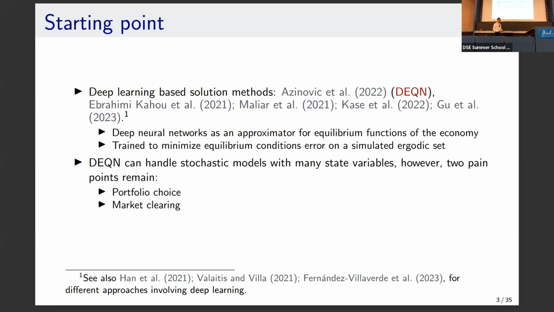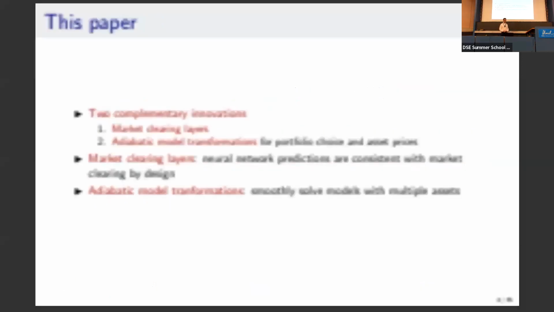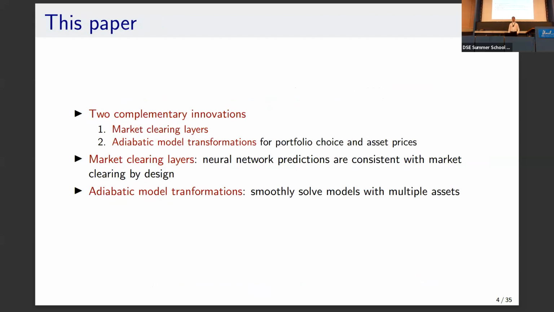And the two things which were, at least for me, tricky to do were portfolio choice. That's one thing we want to address. And the other thing we want to deal with is market clearing conditions. These are the two things. And so how do we do this? We present two complementary extensions. One is market clearing layers.